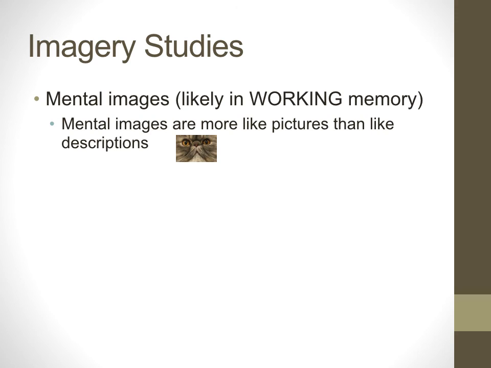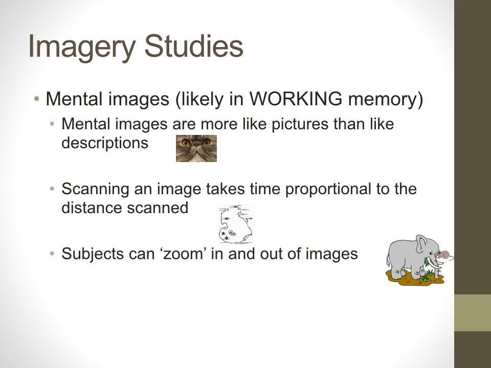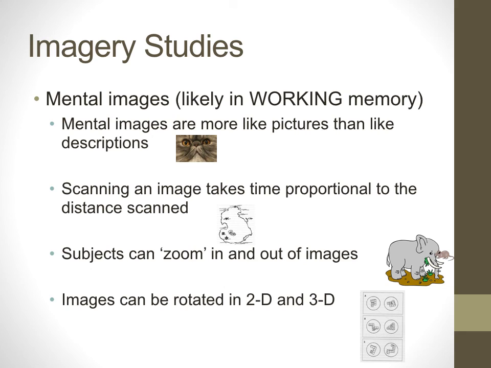So we do find that we have mental images stored in our brain, most likely in working memory, that we maybe pull from our long-term memory into working memory when we're asked to imagine something. Our mental images are more like pictures than descriptions in this way. We know that scanning an image takes time proportional to the distance scanned. We know that we can zoom in and out of images. And we found that we can rotate images in 2D and 3D based on all of the different studies that were discussed in this section of the lecture and in these slides.